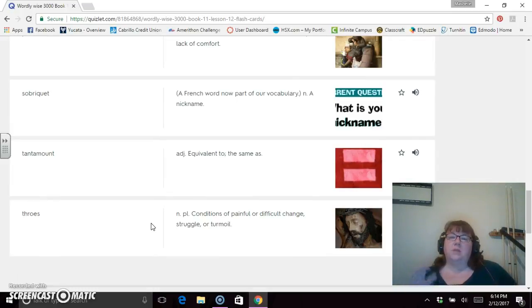Okay, tantamount. It's equivalent to or the same as. So if this is the idea of that analogy aspect. So it's equal to it. So it's got the equal sign in there, but it's that equivalent and same as aspect.